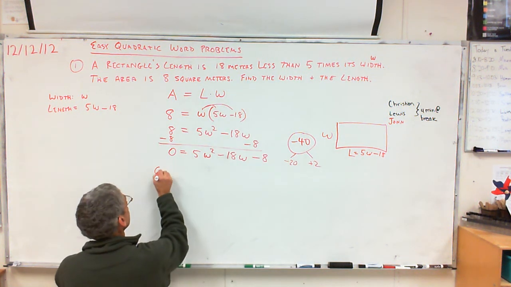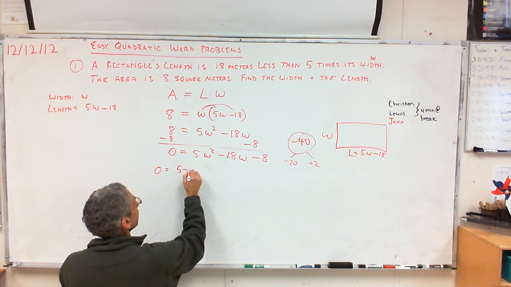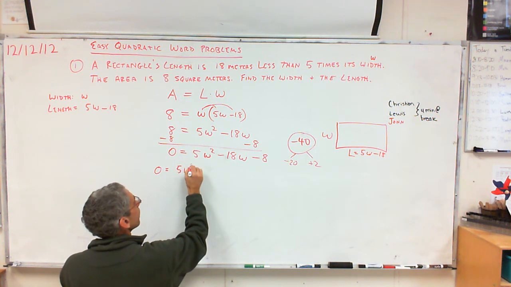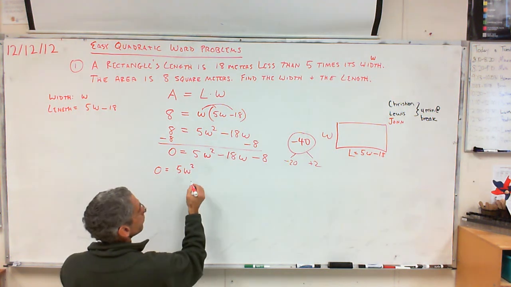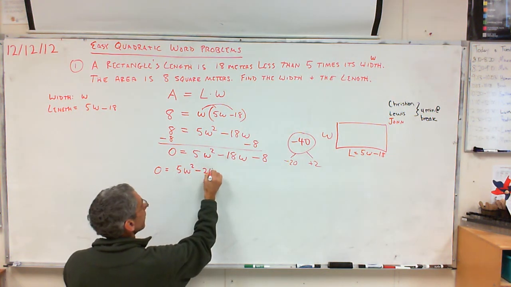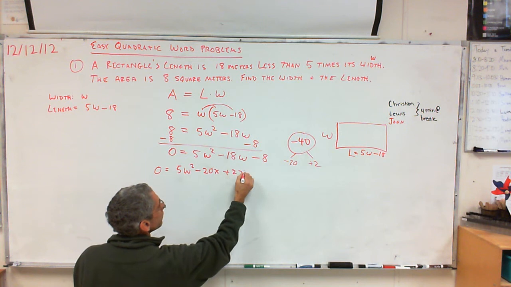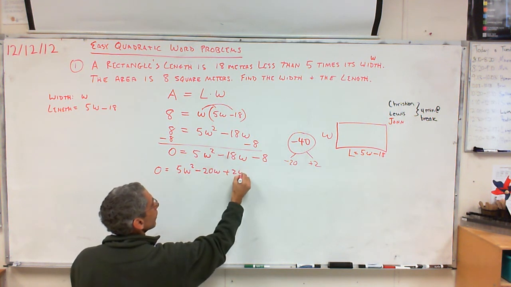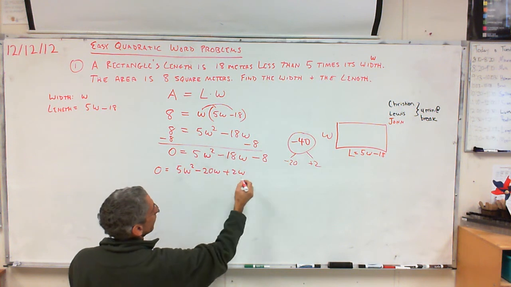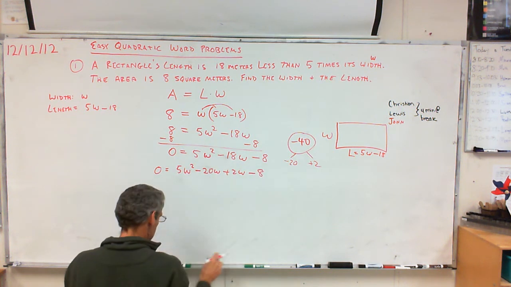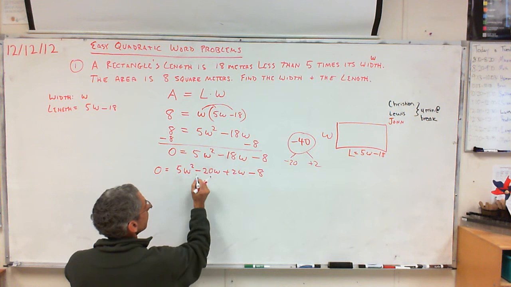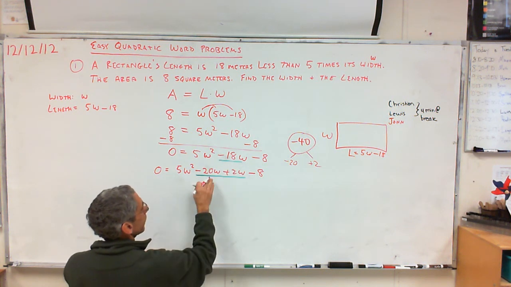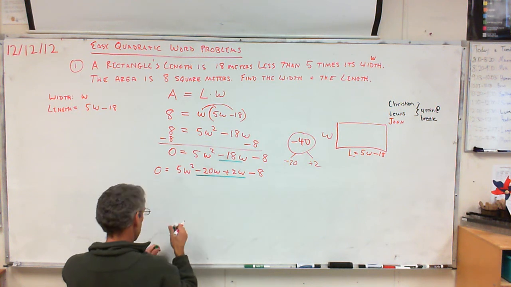So we've got 0 equals 5W squared minus 20W plus 2W minus 8. I'm an X person, I just can't do it. Now I'm going to do a really quick check before I go on. Is that equal to that? Negative 20 plus 2 is negative 18. Yes, that's the answer. Okay.